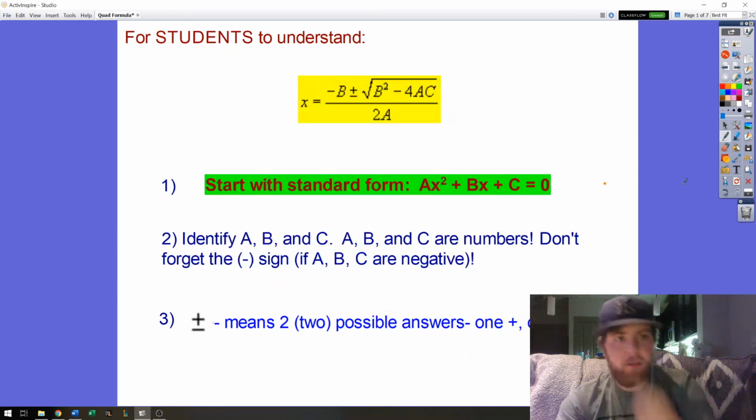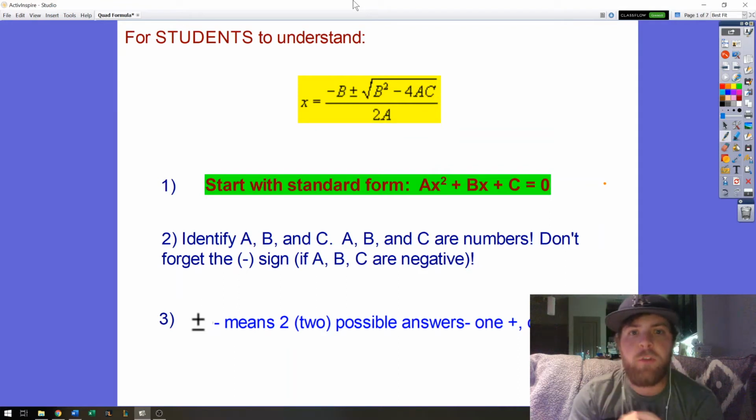All right, what we're going to be taking a look at this week is finding solutions for quadratic equations using the quadratic formula. The quadratic formula is represented by the equation x equals negative b plus or minus the square root of b squared minus 4ac, over or divided by 2a.